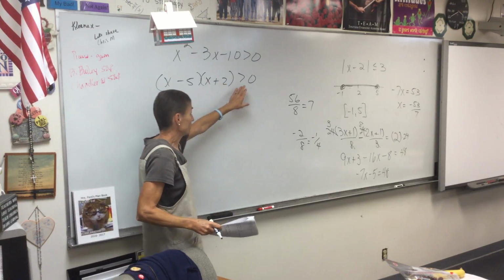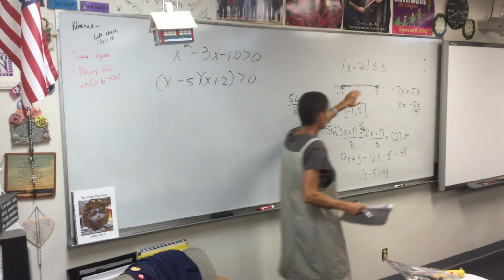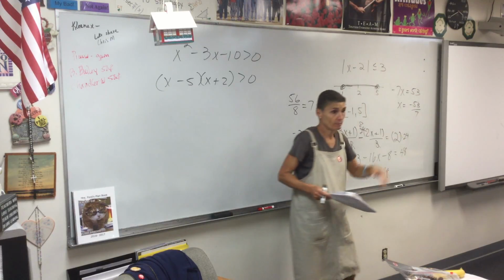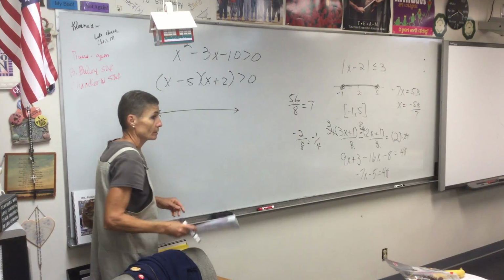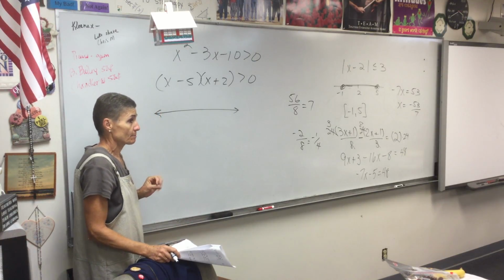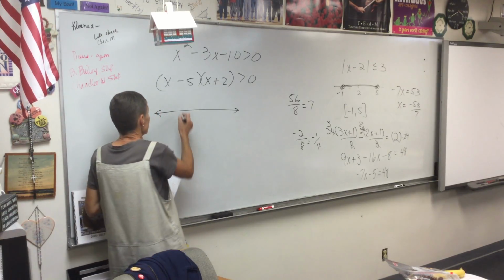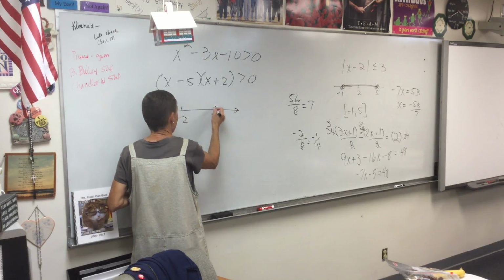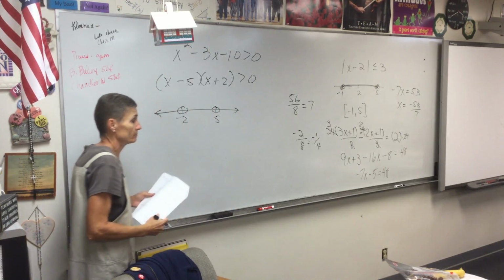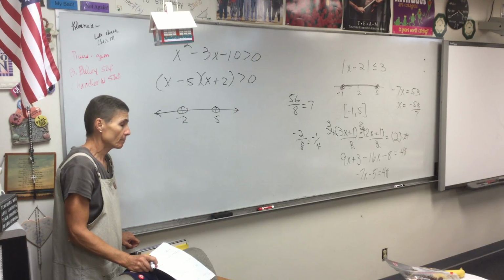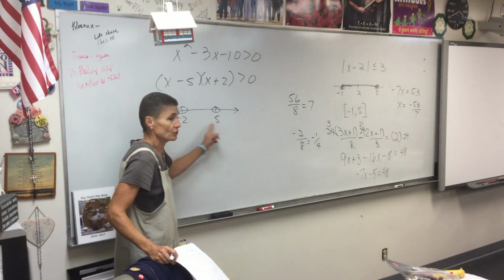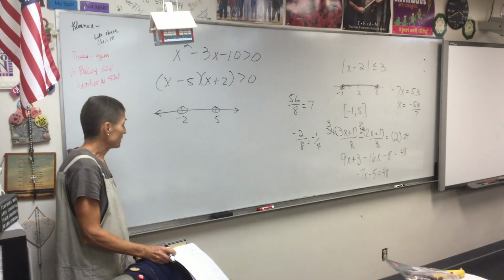Now it's an inequality, and every time I have an inequality, I draw a number line. Now where will the dots go on this problem? Negative 2 and 5. At negative 2 and 5, and they are open. Right? Now what do we do? Pick a number. Any number except these two. 0. So you could pick 0.